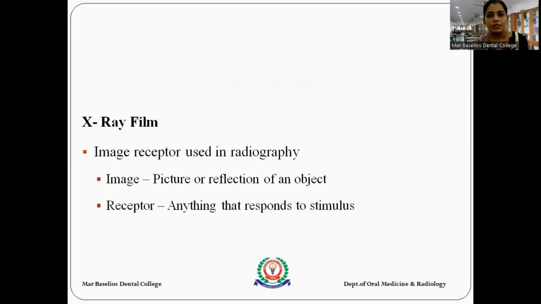So X-ray film is basically an image receptor which is used in radiography, and the term image means picture or reflection of an object, and the receptor is anything that responds to stimulus. So an image receptor which is used in radiology to create the image or a photograph of the substance or an object is called an X-ray film.